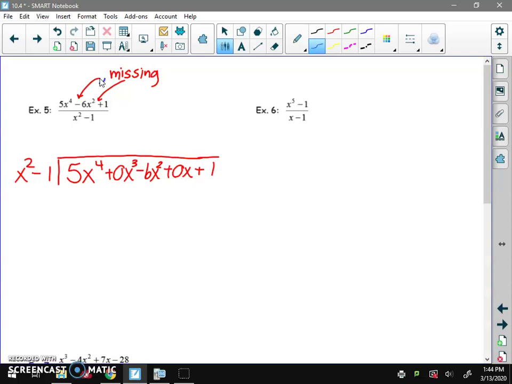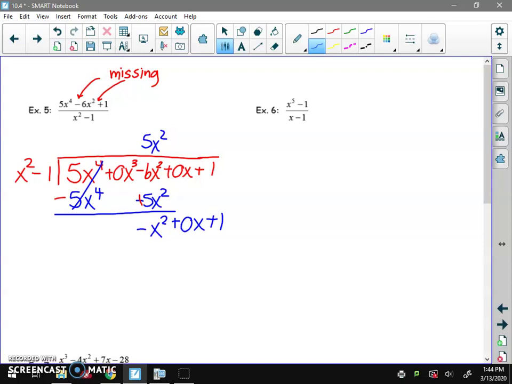Now, I want to get my x squared to cancel out an x to the 4th. So I'm going to need another x squared. In fact, I'm going to need 5x squared. Now, my 5x squared has to go up here above my x squared and the 6x squared. So remember, they have to stay in line. So that'll give me 5x to the 4th. And then 5x squared times negative 1 is negative 5x squared. So when I change my signs, I'm going to end up with negative x squared, those would cancel, plus 0x, plus 1.